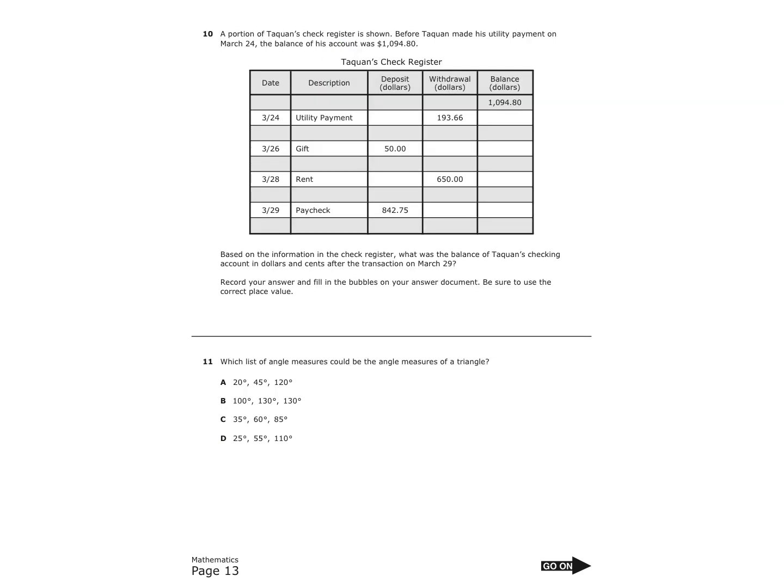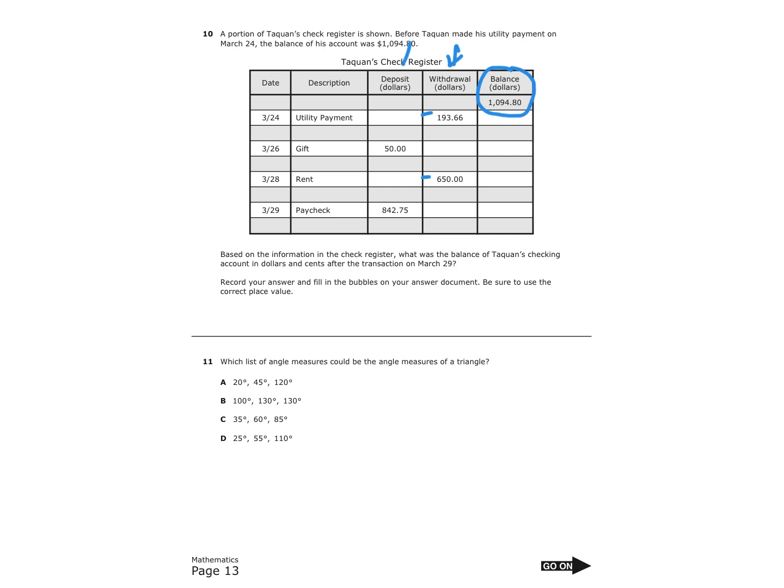Okay, number 10. A portion of Taekwon's check register is shown. Before Taekwon made his utility payment on March 24th, the balance of his account was $1,094.80. So this is his starting balance. This is how much he has before he makes the payment. So these are the payments or withdrawals. So these are going to be negative. You're going to subtract $193.66. It also has to pay for rent on March 28th. So that's going to be minus $650.